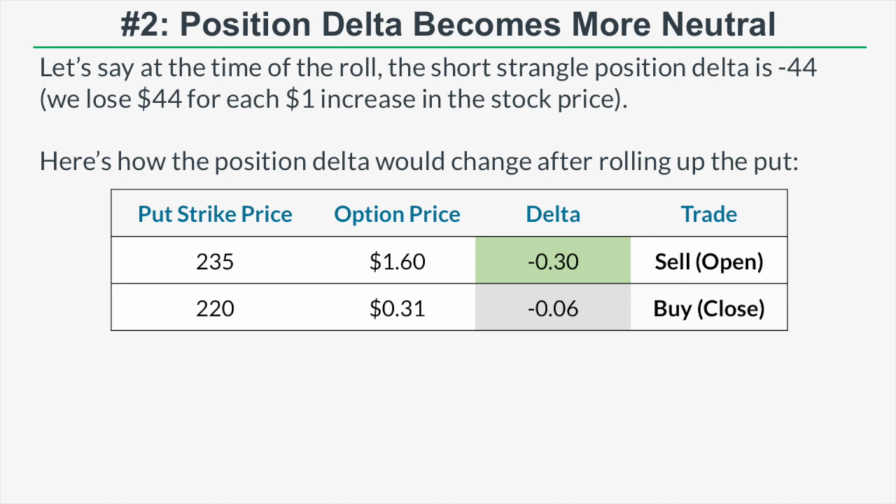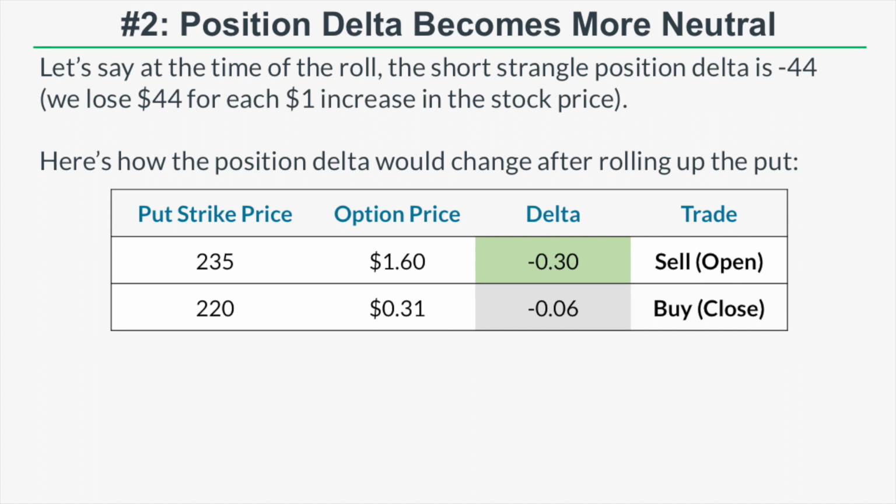Now, let's say at the time of the roll, the short strangle position delta is -44, and that means we're expected to lose $44 for each $1 increase in the stock price. So, of course, initially, we wanted our position delta to be around 0 because since we're selling a strangle and we have a market neutral assumption, we don't want our P&L to be sensitive to changes in the stock price. However, as the stock price increases, that becomes more negative because the short call delta starts to get closer to -1, and that short put delta gets closer to 0.